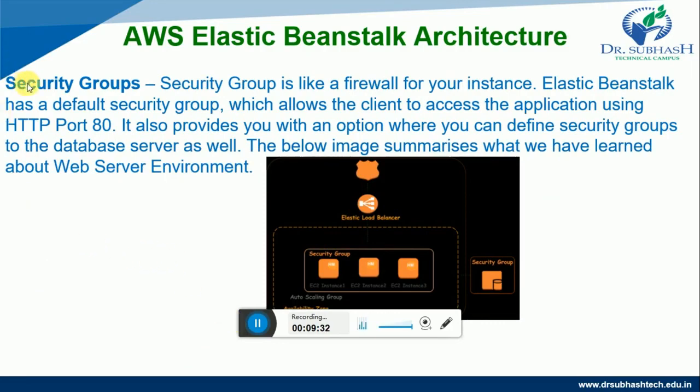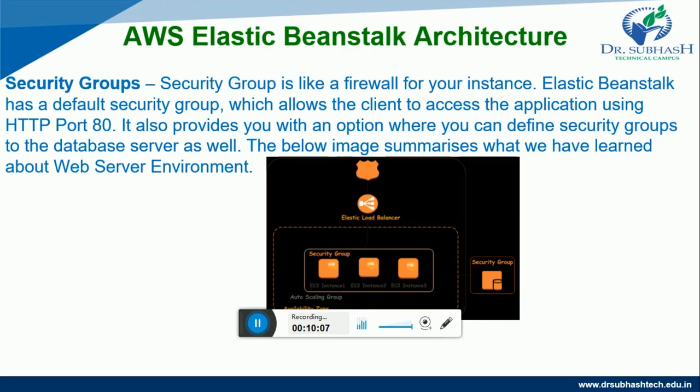Now let us see what are security groups. A security group looks like a firewall for your instance. Elastic Beanstalk has a default security group which allows the client to access the application using HTTP port 80. It also provides you with an option where you can define security groups for the database server as well.